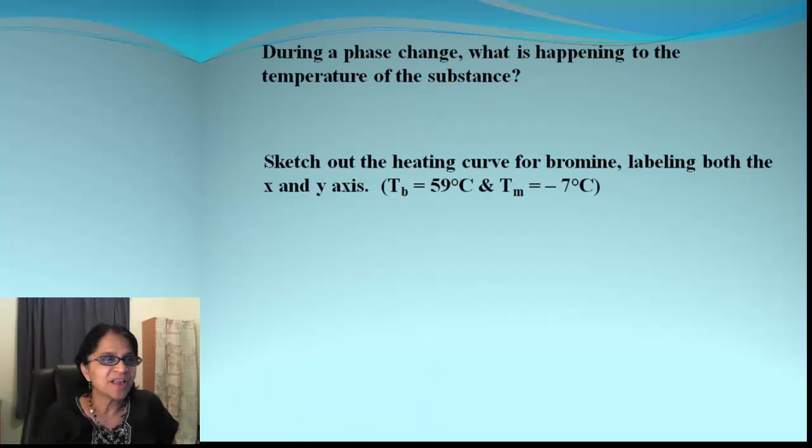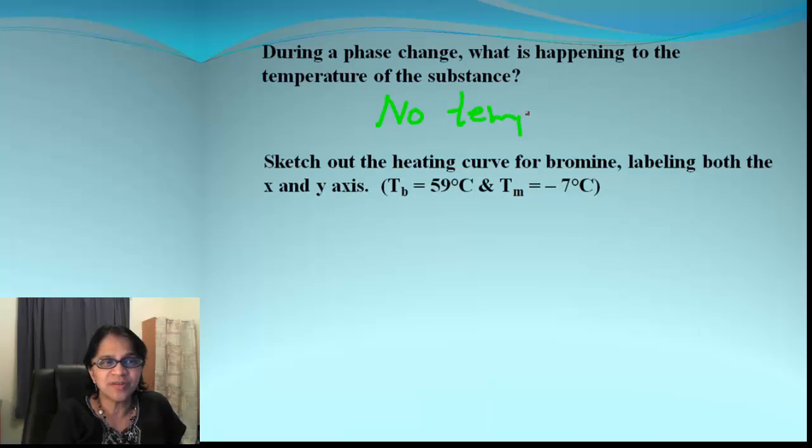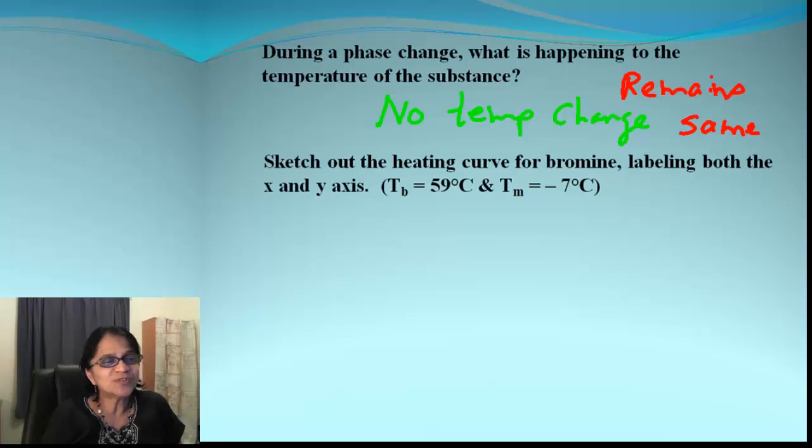Let's look at these two questions. During a phase change, what is happening to the temperature of the substance? You are still continuing to heat the substance, but whenever there is a phase change, remember those are the flats we see in the graph. There is no temperature change. So the temperature remains constant, the same.